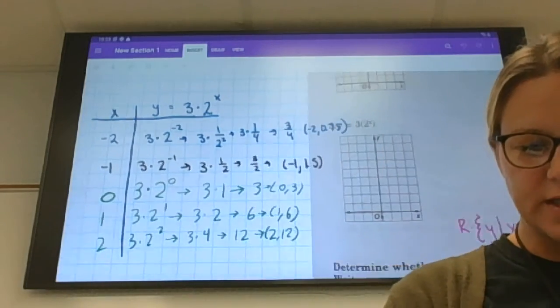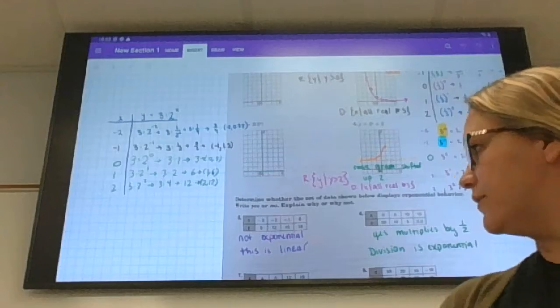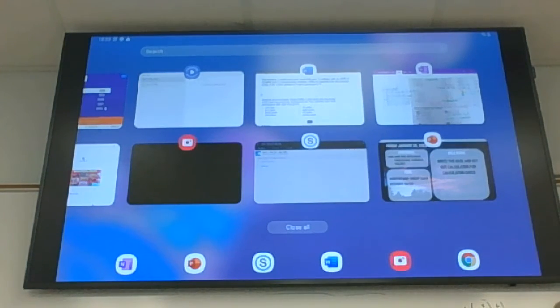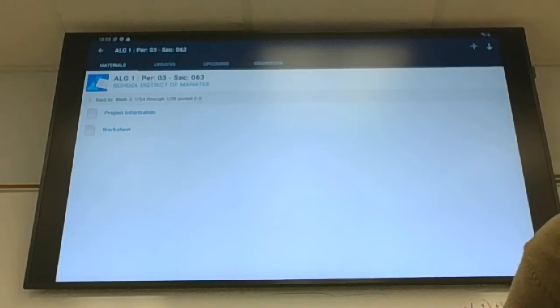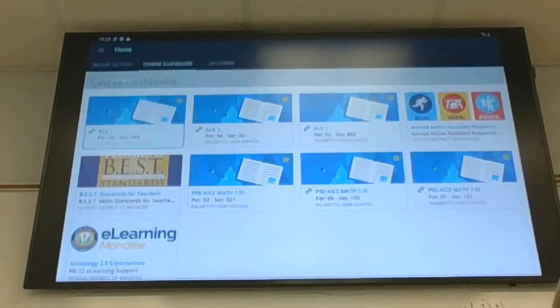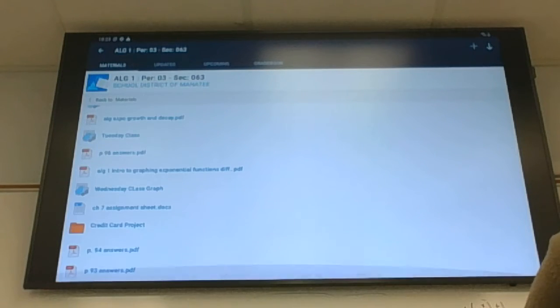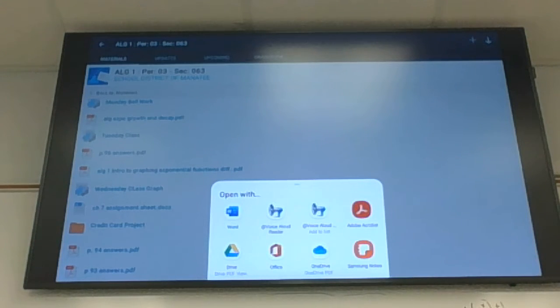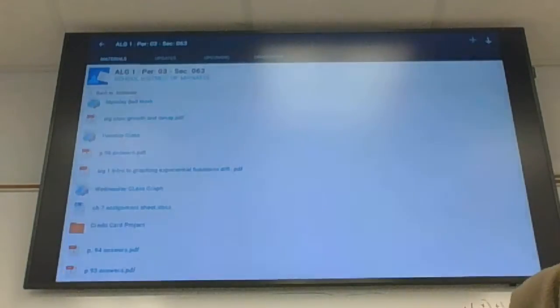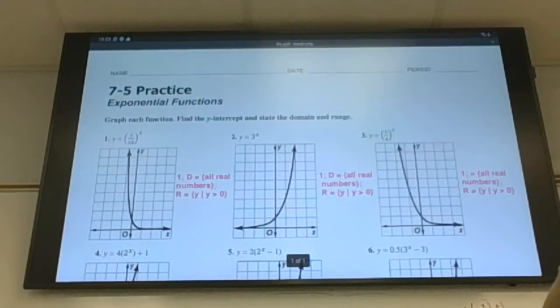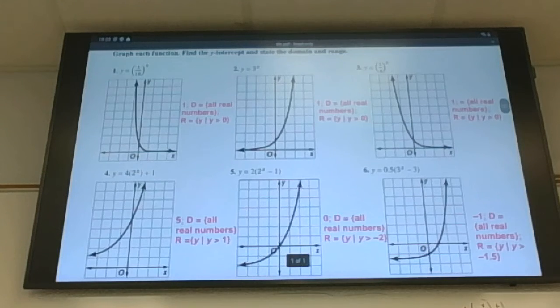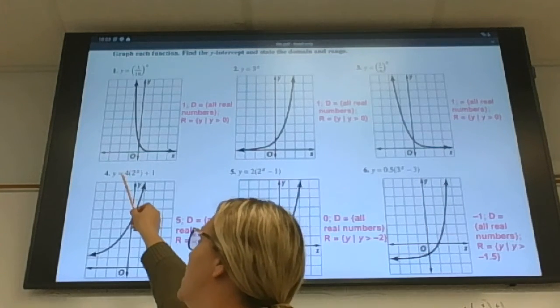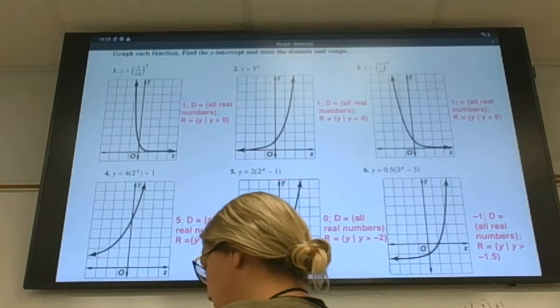I do want to look at 4. I actually have the table started here. So if you guys want to try 4. 4 is the most complicated equation. It has a number in front and then it has a +1 at the end. So of all the equations, 4 has the most going on. It's got multiplication in front and addition at the end.